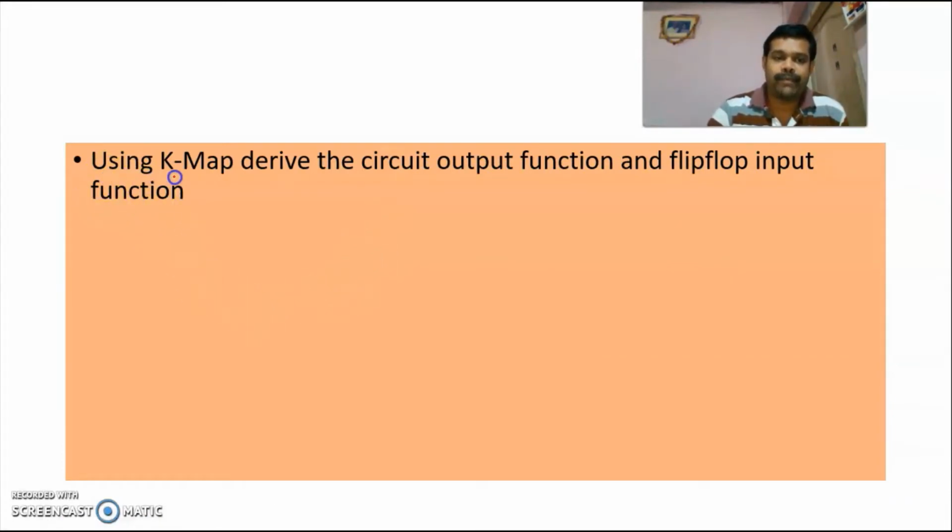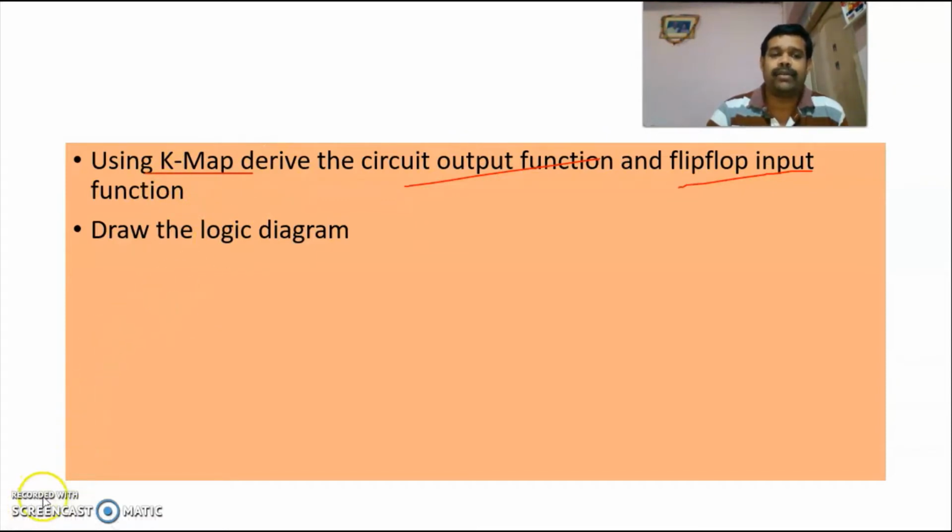So using K-map, we have to derive the circuit output function and flip-flop input function. Next, we have to draw the logic diagram from the Boolean expression that you get by reducing the K-map.